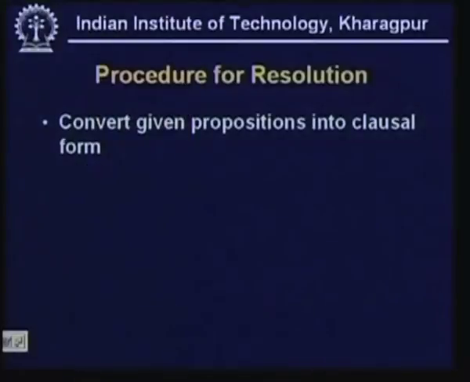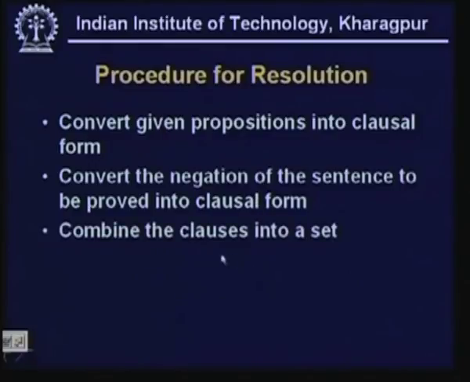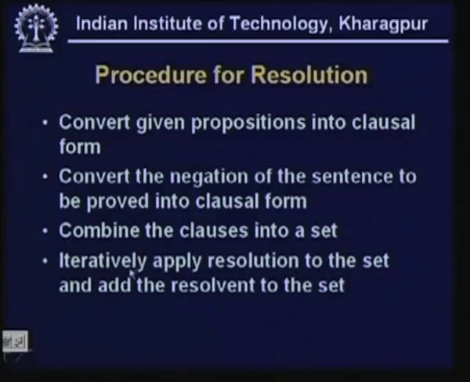So, the basic procedure for resolution, if we enumerate now, will be like this: convert a given proposition into clausal form, convert the negation of the sentence to be proved into clausal form. So, first take the sentence to be proved, take its negation, then take it to the clausal form, and combine all these clauses together into a set, and iteratively apply resolution to the set as we are doing, and add the resolvent to the set.